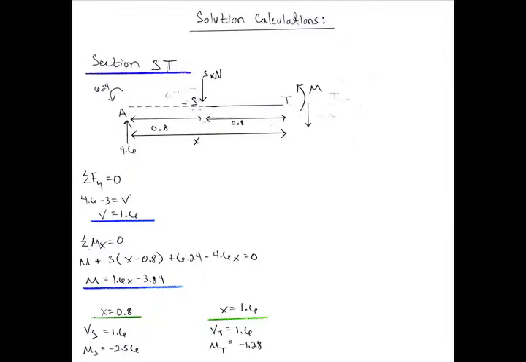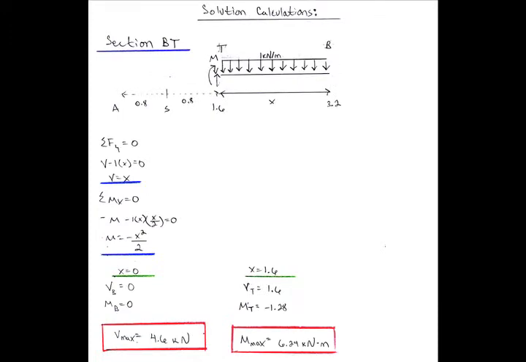For ST, we again use equilibrium, and at x equals 0.8, VS equals 1.6, MS equals minus 2.56. At x equals 1.6, we end up with VT equals 1.6 and MT equals minus 1.28. And finally, we solve for section BT, and we see at x equals 1.6, we've got VT equals 1.6 and MT equals minus 1.28. After all the calculations, we see that Vmax is equal to 4.6 and Mmax is equal to 6.24.